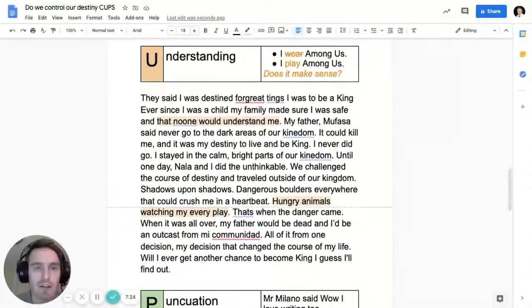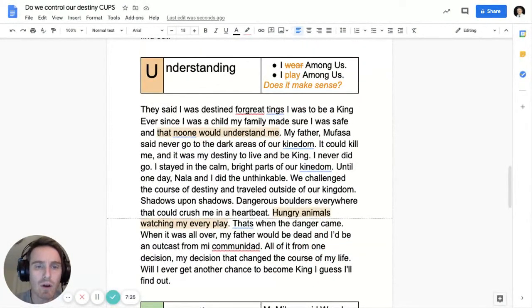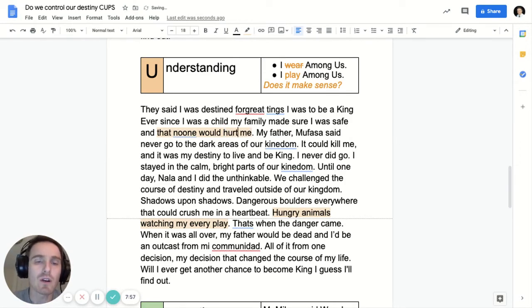Okay, you come down to understanding. All right, choosing the right word as you write. There's two examples that I wanted to highlight in this one. "Ever since I was a child, my family made sure I was safe and that no one would understand me." I highlighted that because I wrote that, and it doesn't make sense. "No one would understand me." What's a better word? The word that I was going for: no one would hurt me.